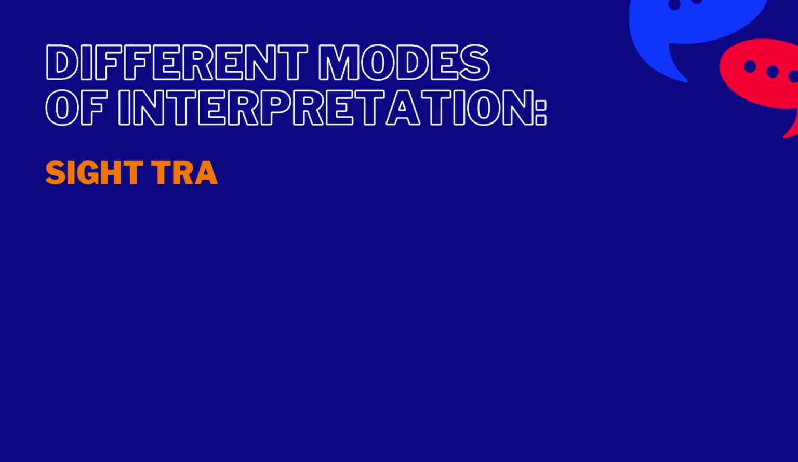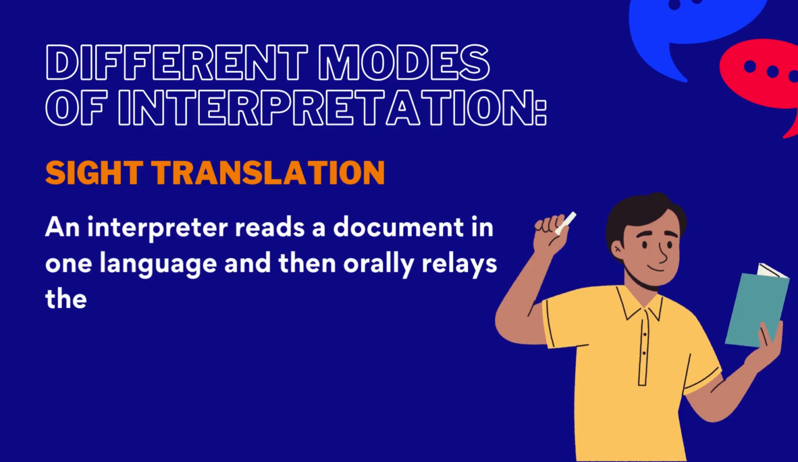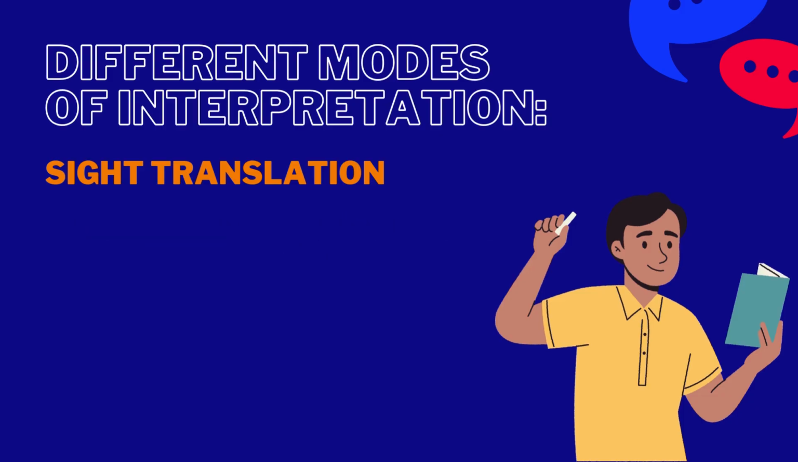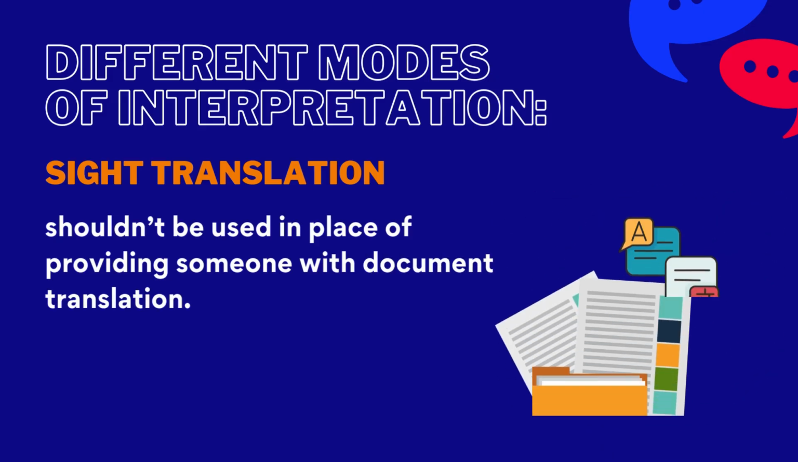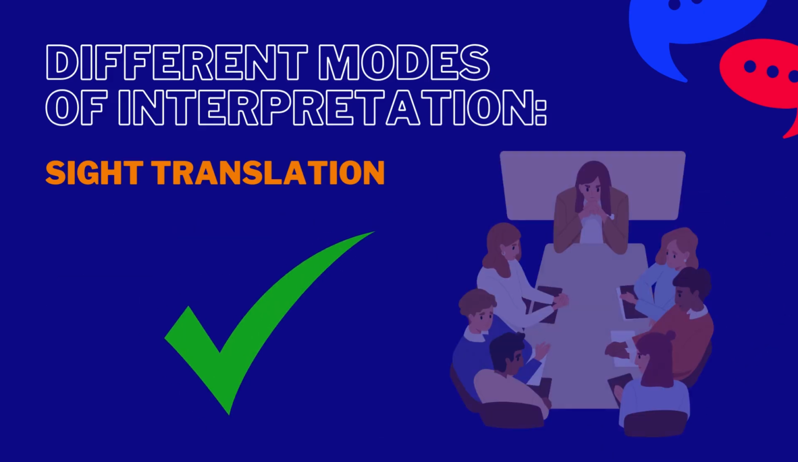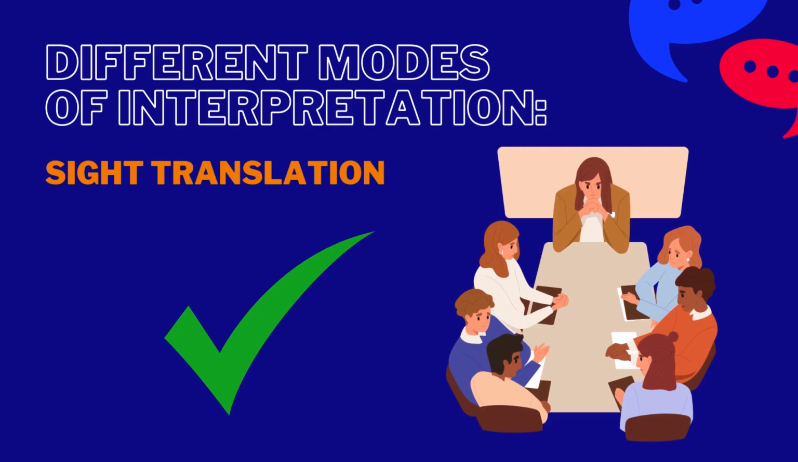Side translation is a mode of interpretation in which an interpreter reads a document in one language and then orally relays the content in another language. Side translation shouldn't be used in place of providing someone with document translation, but it can be helpful in meetings if there aren't translations available at the moment.